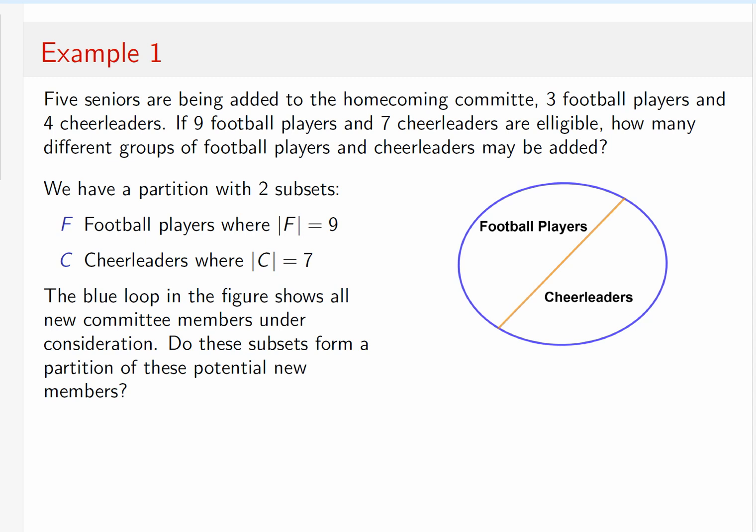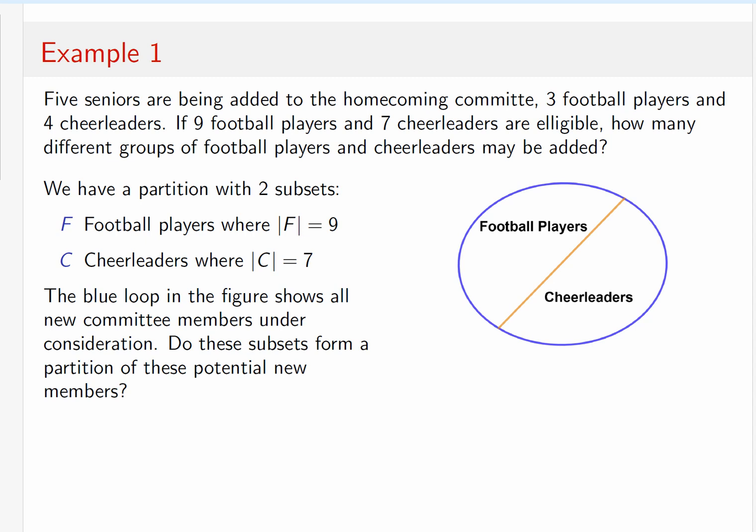Okay, for example, if we have five seniors being added to the homecoming committee and the choice is going to be from three football players. Oh, wait. We're adding seven. Wait, how many are we adding? I am going to have to sort this out. Five seniors are being added to the homecoming committee, three football players and four cheerleaders. That sounds like seven. If nine football players and three cheerleaders are eligible, how many different groups of football players and cheerleaders may be added?